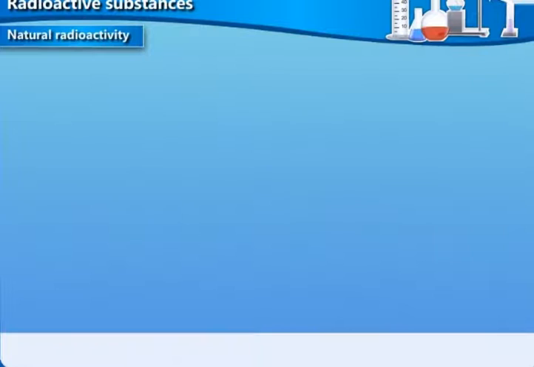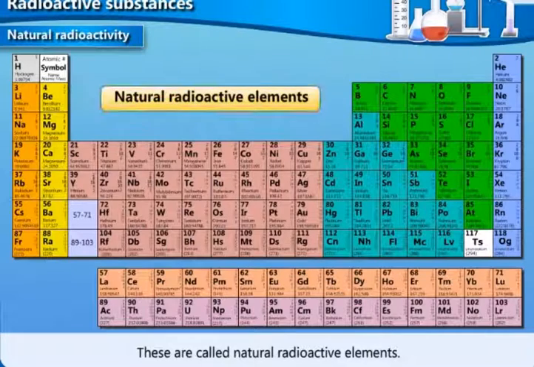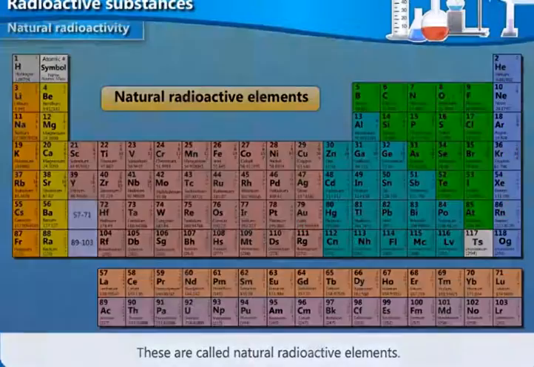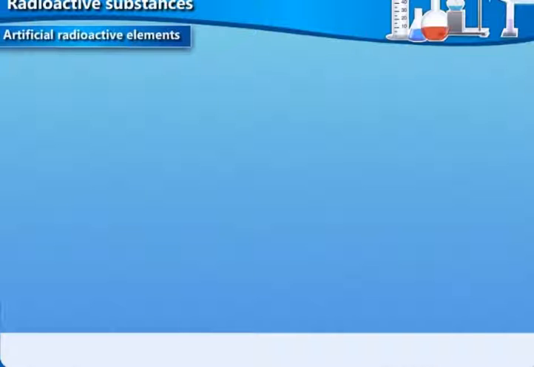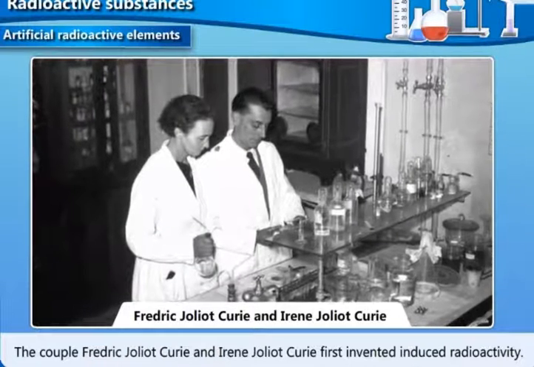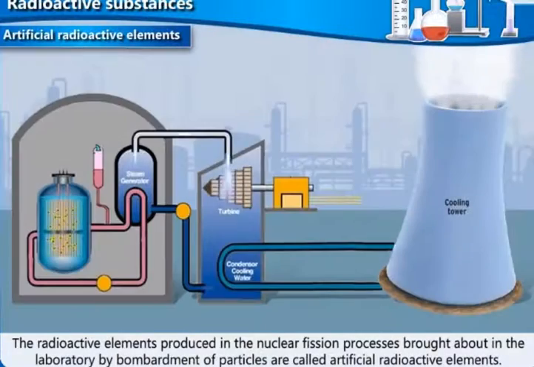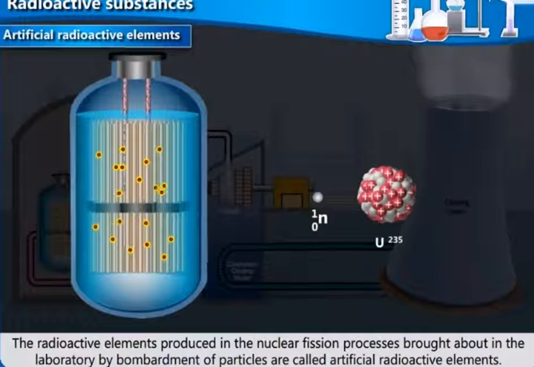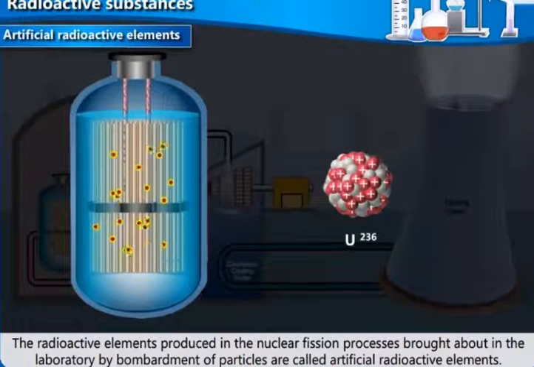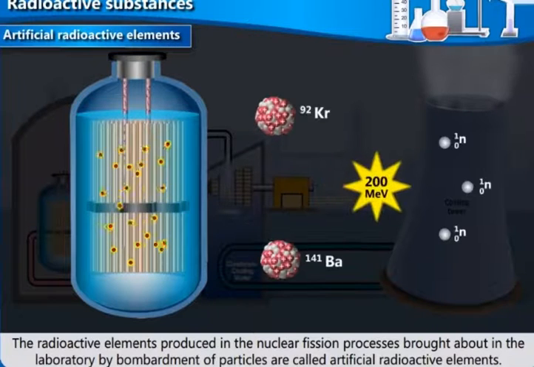Natural radioactivity. Generally, the elements with atomic numbers from 82 to 92 are found to radiate spontaneously in nature. These are called natural radioactive elements. Artificial radioactive elements. The couple, Frederick Joliot Curie and Irene Joliot Curie, first invented induced radioactivity. The radioactive elements produced in the nuclear fission processes brought about in the laboratory by bombardment of particles are called artificial radioactive elements.